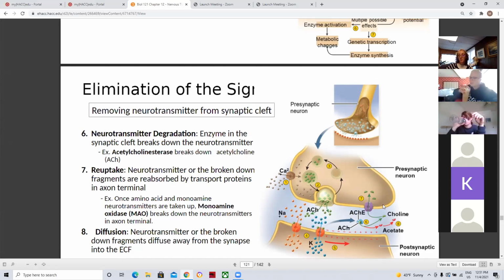We allow neurotransmitters to be reuptaken into the presynaptic neuron, or broken parts to be retaken up. Or the neurotransmitter can just diffuse away out of the synaptic cleft. So it's either degraded, reabsorbed, or it can diffuse away.